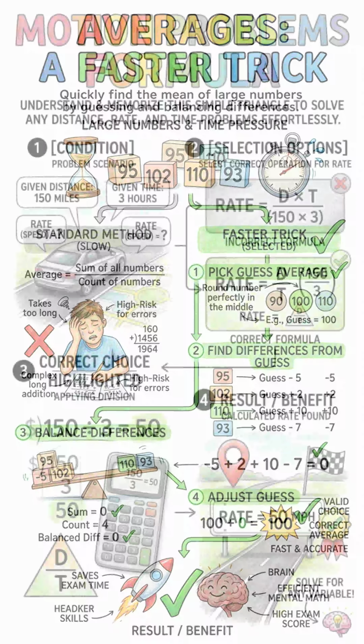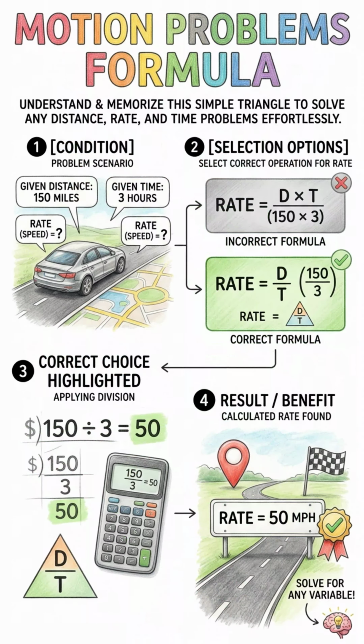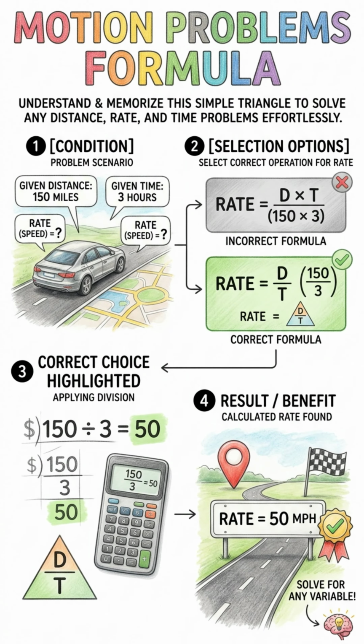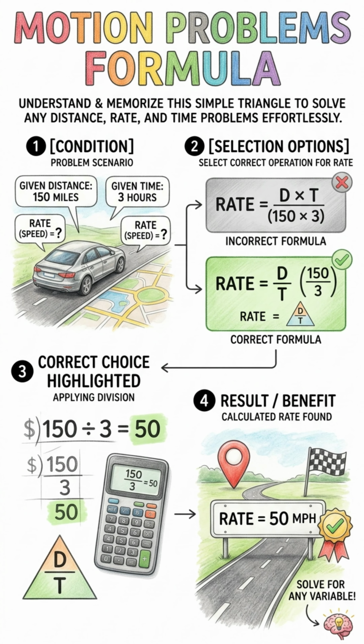You will frequently encounter motion problems involving distance, rate, and time. The only formula you need to memorize here is that distance equals rate multiplied by time. If a car drives at 50 miles per hour for 3 hours, you multiply 50 by 3 to find the total distance of 150 miles. The test might give you the distance and the time, asking you to work backwards to find the rate using division. As long as you know this one simple triangle formula, you can solve any motion problem easily.